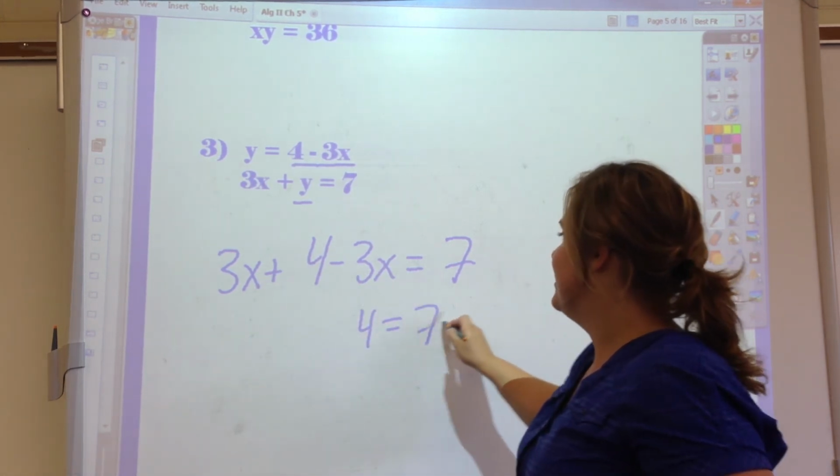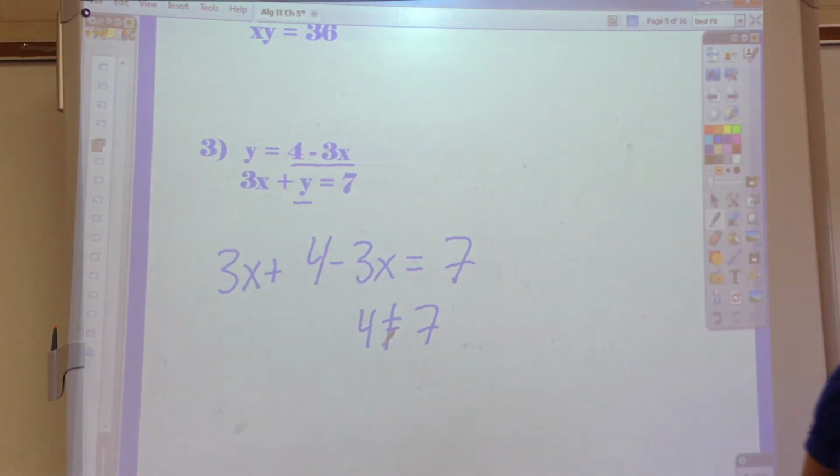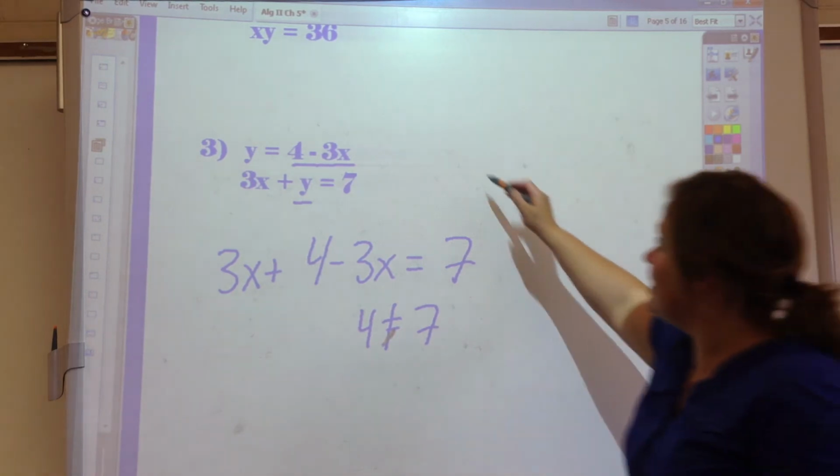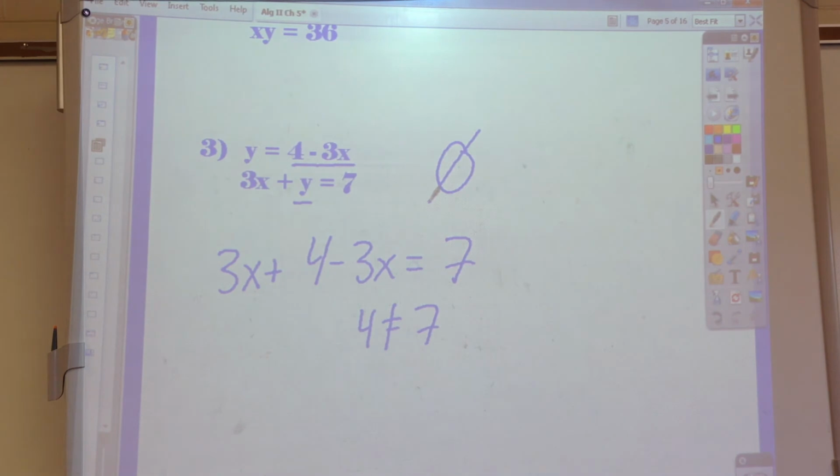Oh no. Does 4 ever equal 7? Not under any circumstances. Not ever. So what is my solution? I don't have any. I know it was kind of mean to make you try that one on your own. If your variables cancel and you end up with a false statement, you have no solutions. If your variables cancel and you end up with a true statement, your solutions are all reals.